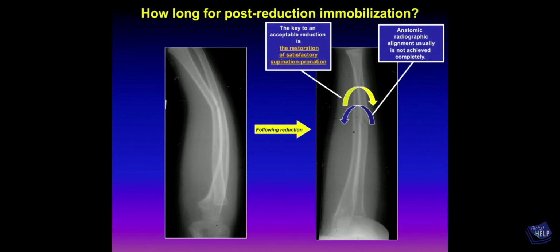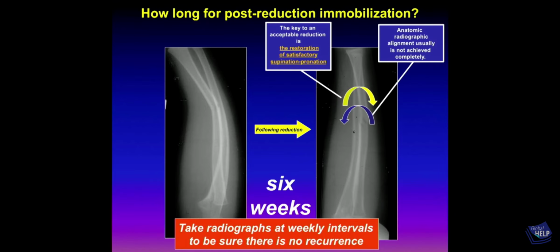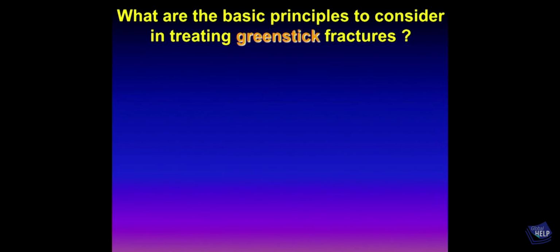So how long do you immobilize them? 6 weeks. Yeah, about 6 weeks, because it's still fractured. But it's internal derangement. And you also need to take radiographs in the first 2 weeks just to make sure there's no recurrence, because it's a little bit difficult to put compressive forces on that. Now, the basic principles to consider in green stick fractures.